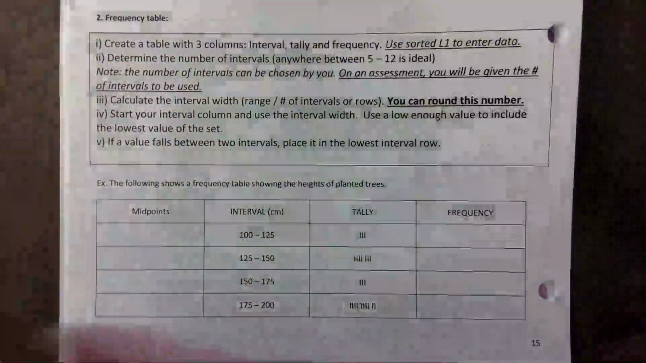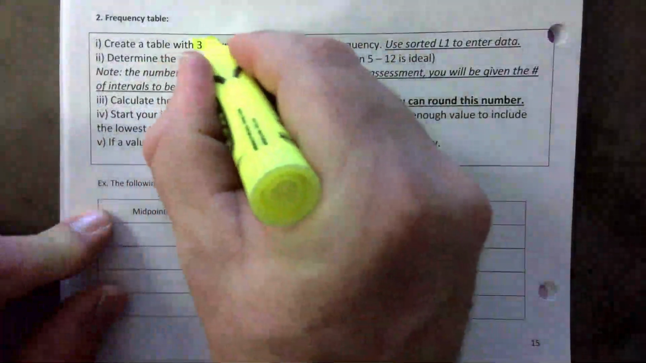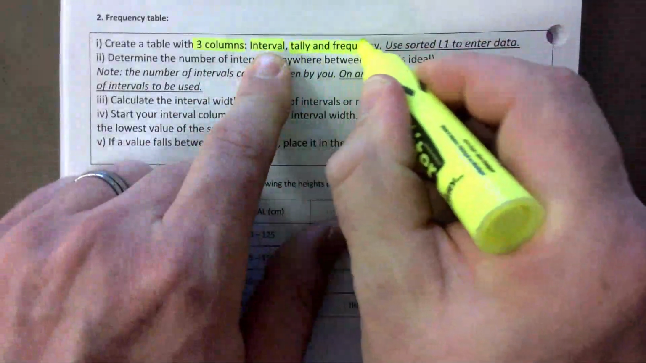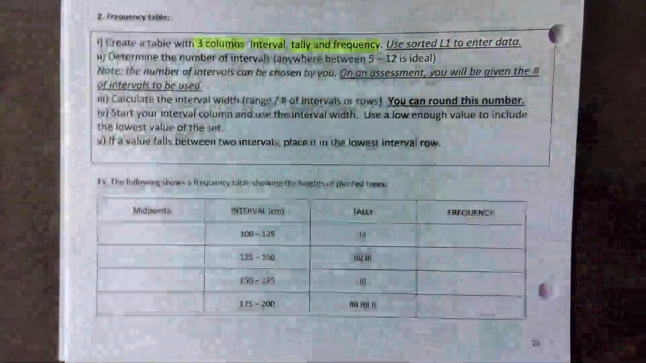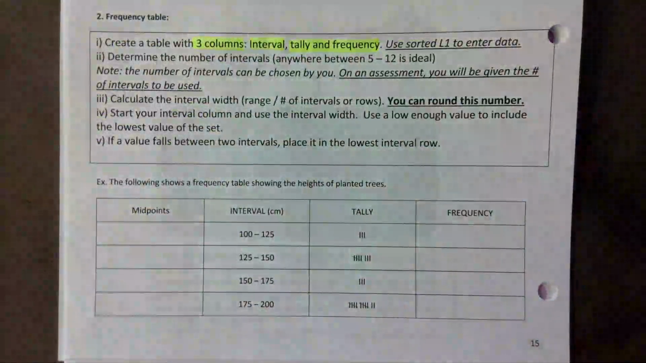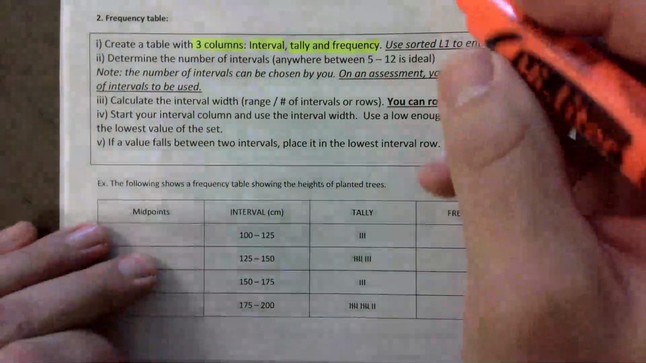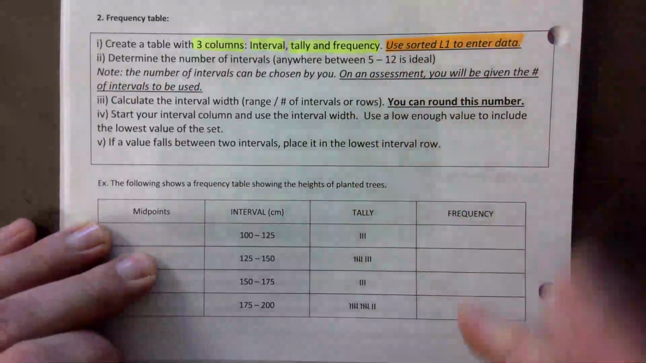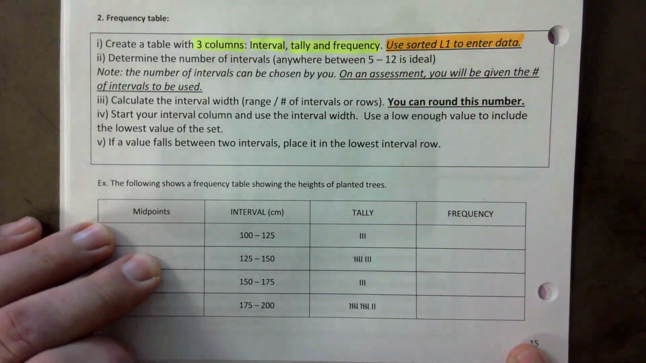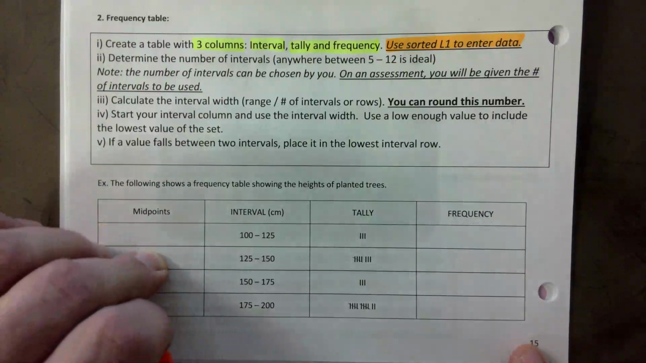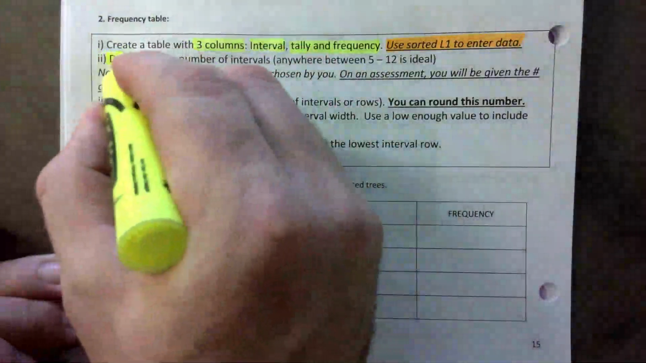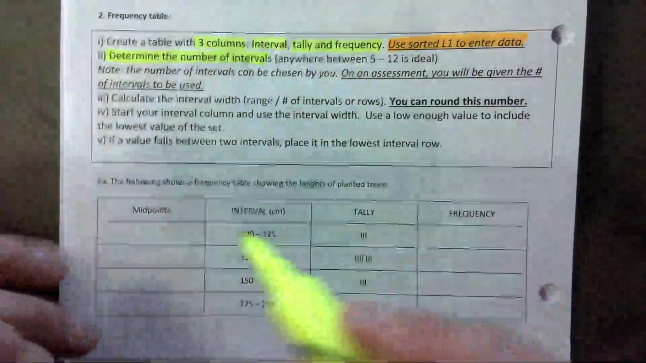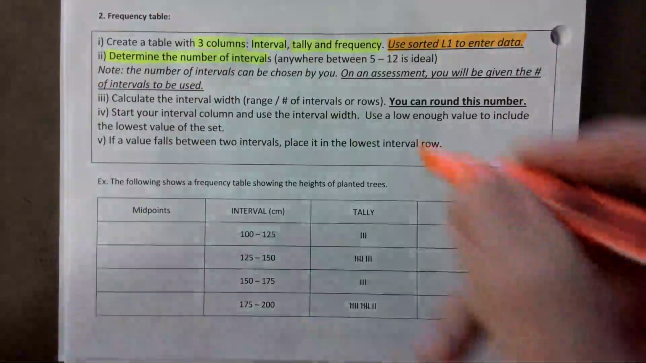When we do a frequency table, we want 3 columns: the interval, the tally, and the frequency. I will highlight this with a different color. You want to sort your data. I keep emphasizing, sort your data points to get that right. Then you want to determine the number of intervals. Anywhere between 5 to 12 is ideal.